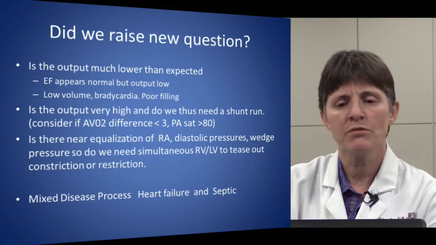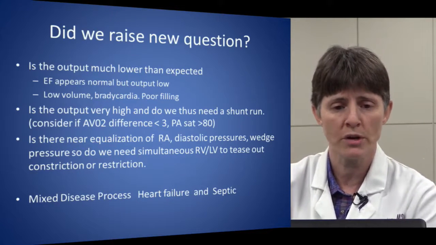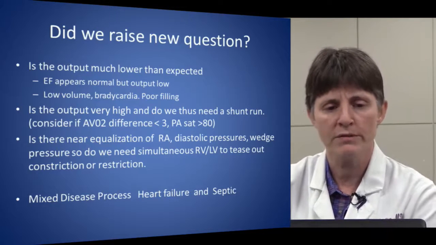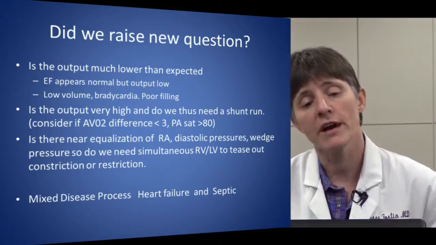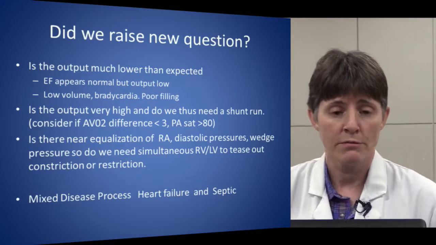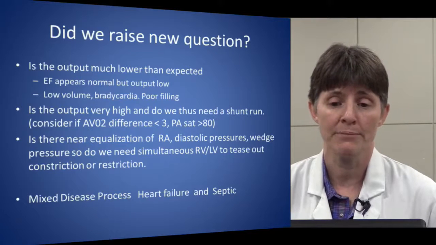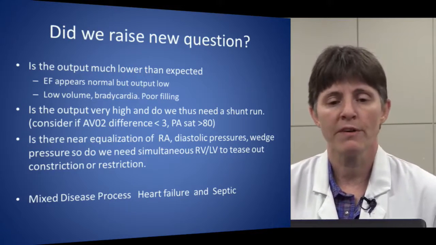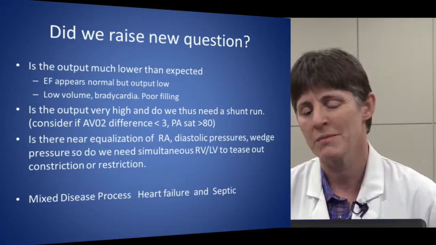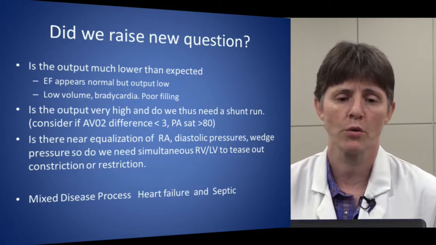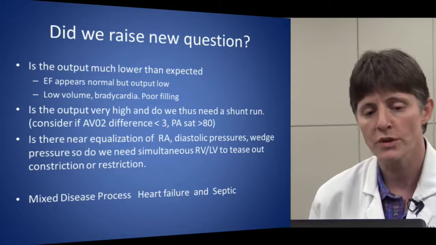If the output seems very high, we may need to do a saturation run or a shunt run. Again, a little bit more difficult in the ICU, but it can be done. We should do this if our AVO2 difference is very low, or if our PA sats are very high. If we get in there and we find that our pressures are equalized, so RA pressure is the same as all of our diastolic pressures and our wedge pressure, then we may need to decide if this is constriction or restriction.